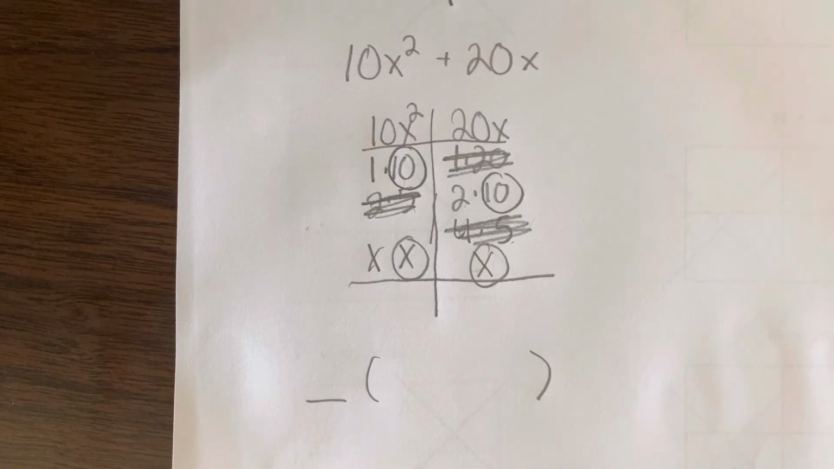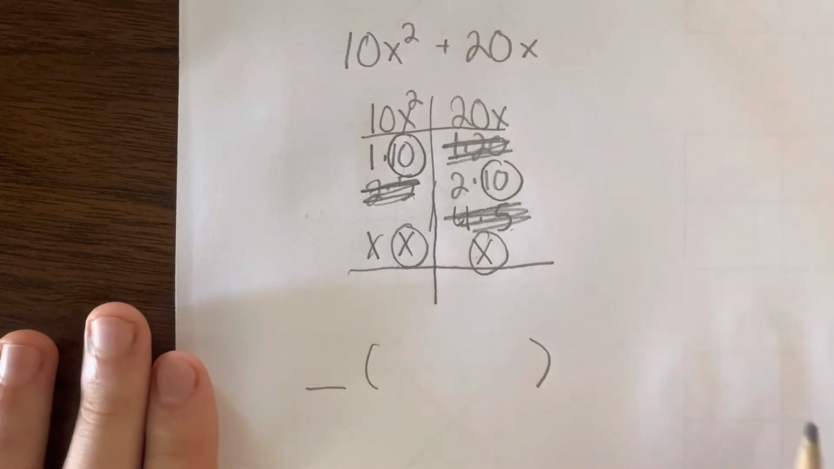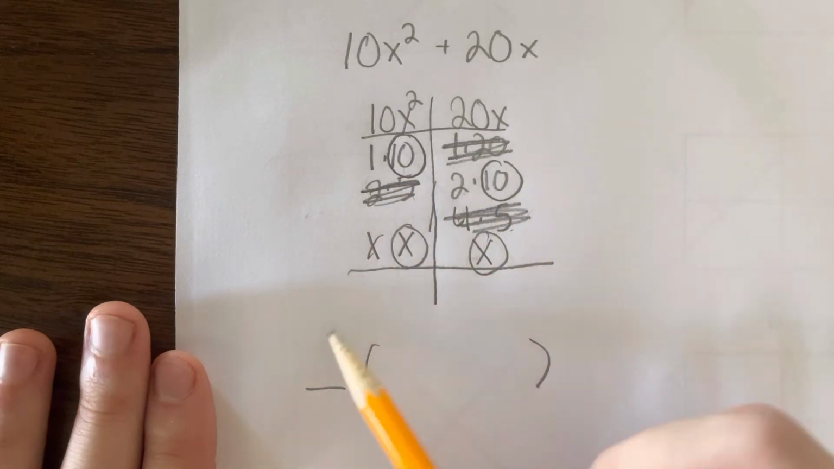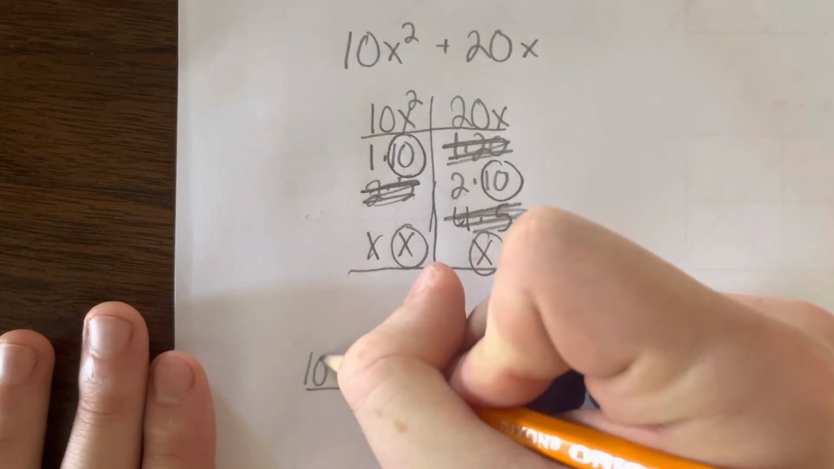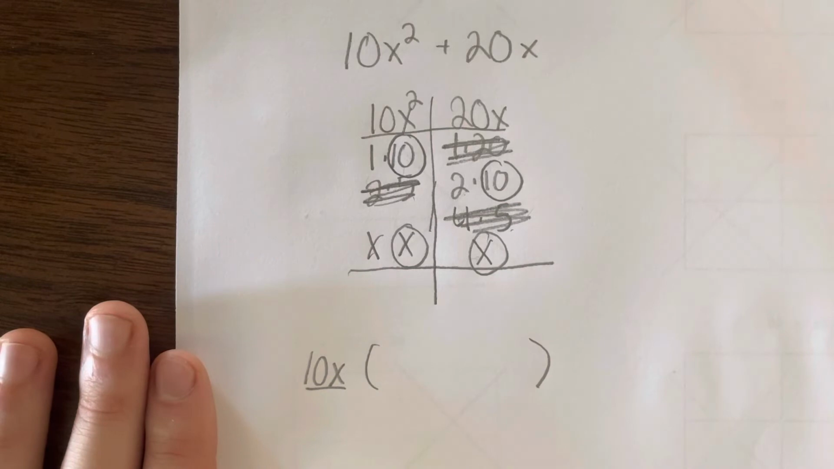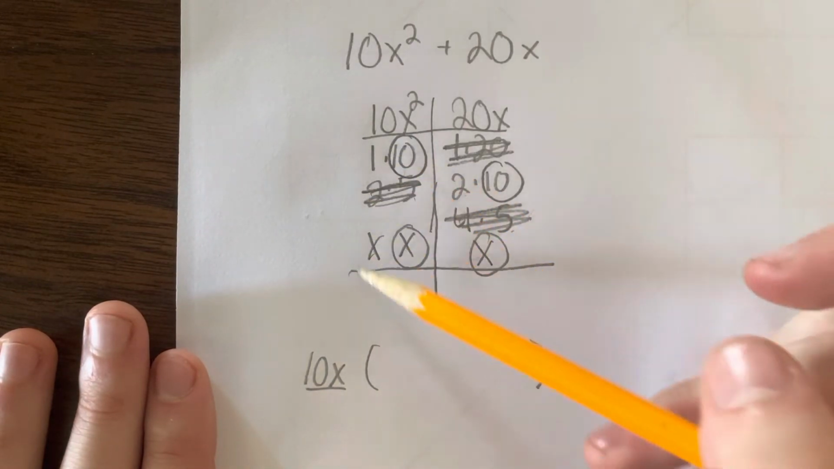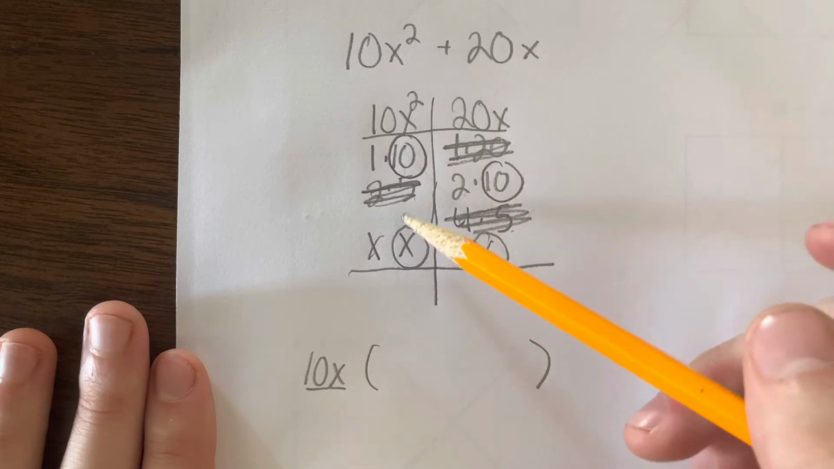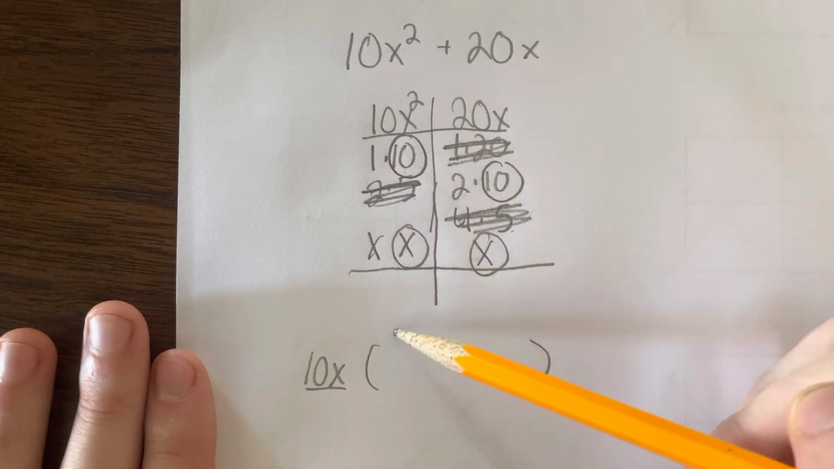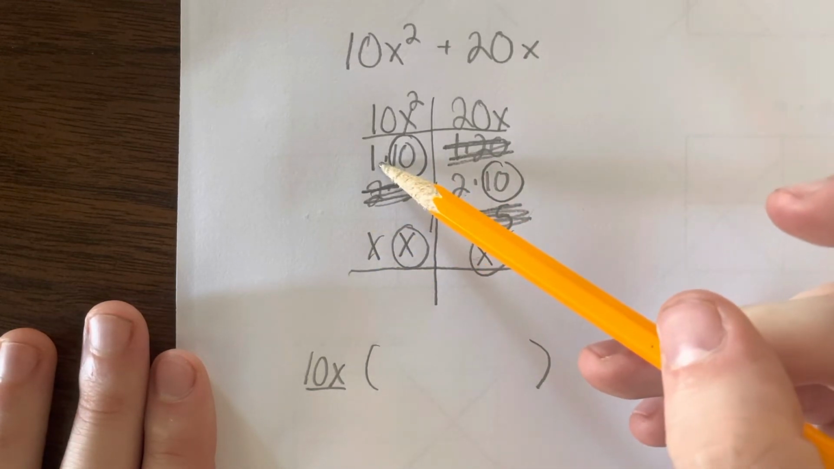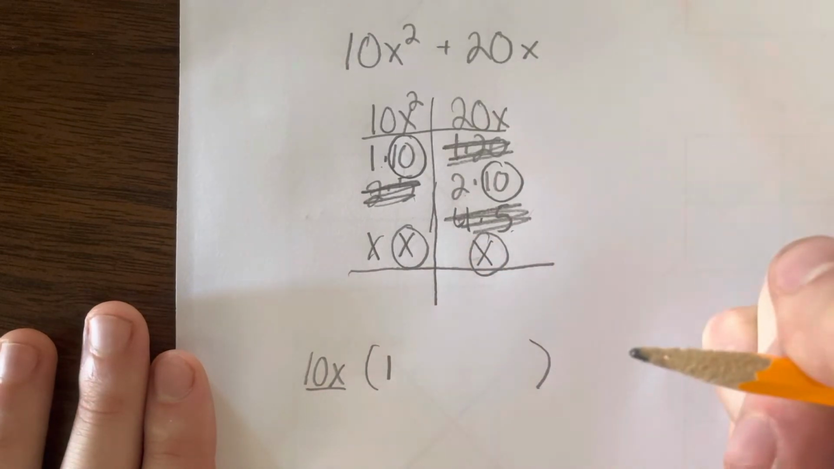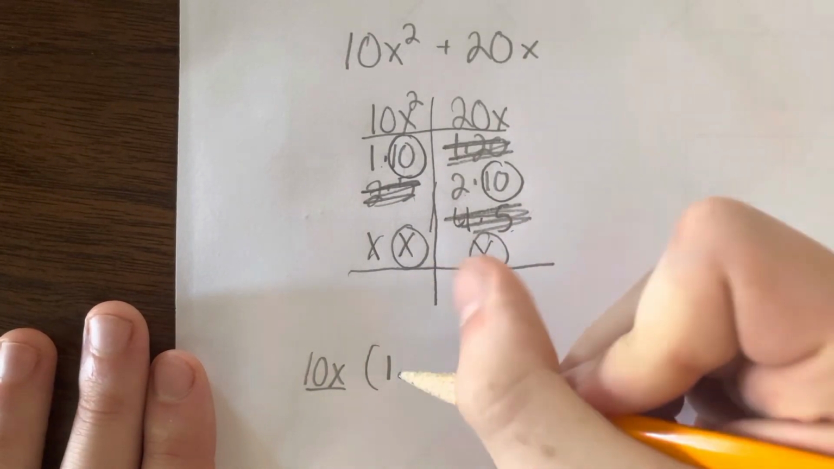Alright? We're almost done. Whatever you circled goes in the line and you write it one time. 10x. Now, whatever is left, whatever I did not circle, is my answer. So I just bring it down. I see a 1, I write a 1. I see an x, I write an x.